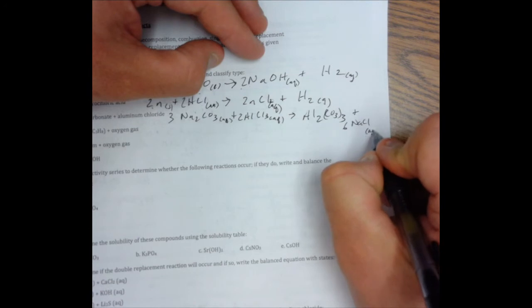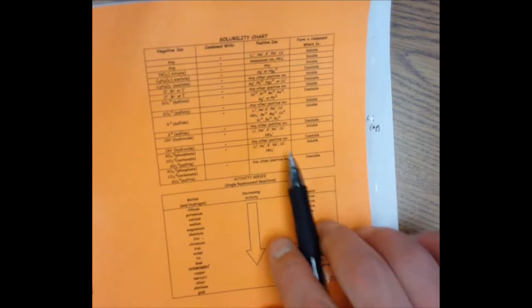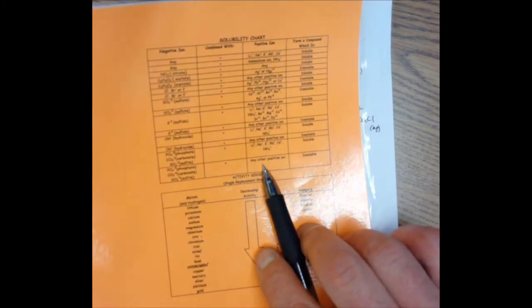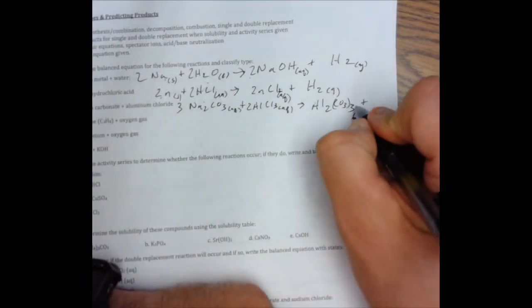This is aqueous. Let's check on the carbonate. So if we take a look here, here's carbonate. Carbonate with lithium, sodium, potassium, rubidium, cesium, or ammonium is soluble. Aluminum is not in that list, so that is insoluble. So that is going to be solid.